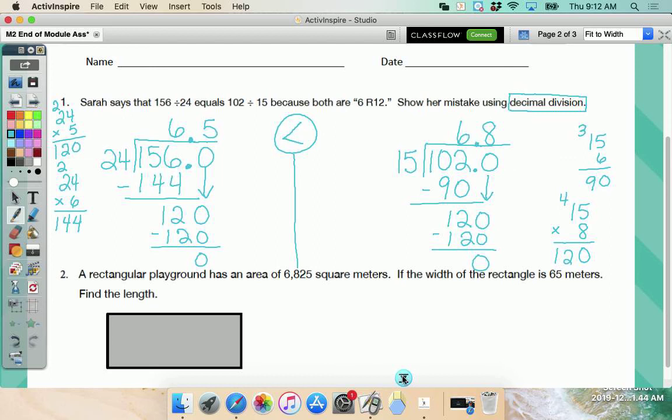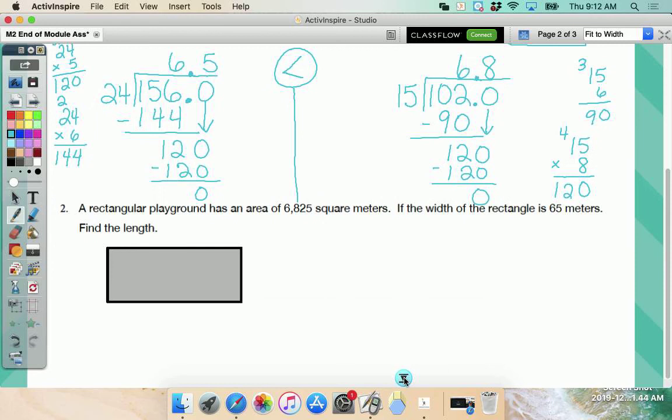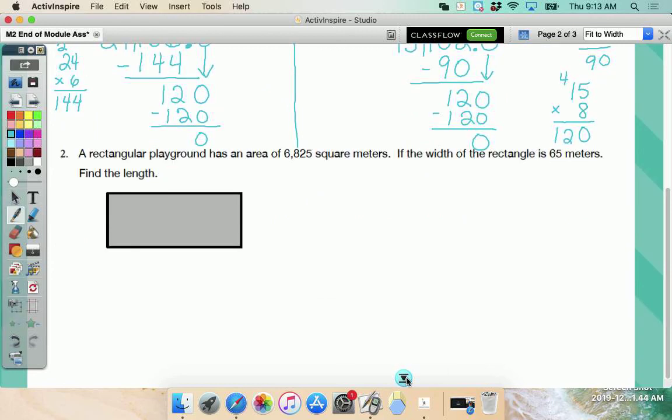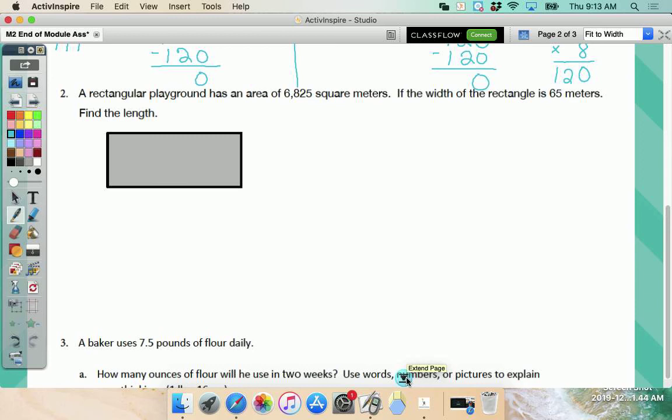Okay, the next question. Ryder, on the next question, your numbers are incorrect. So you will need to cross off the number that's on there and write 6,825. And then the width of the rectangle is 65. And when you've got those changed, let me know.